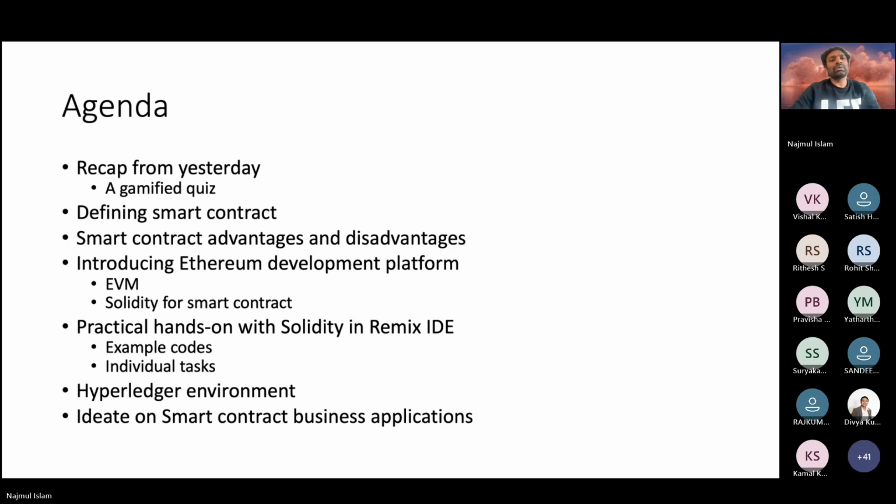Okay. So the first thing, as I was telling in the agenda, is a recap from yesterday, a gamified quiz. So now I will stop sharing this screen, and then I will share another screen. Just a moment, please.